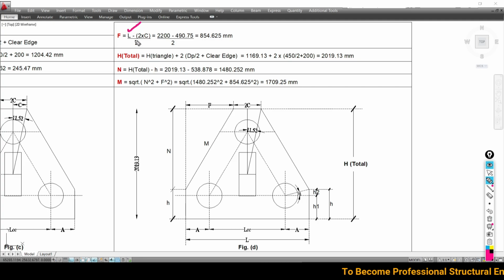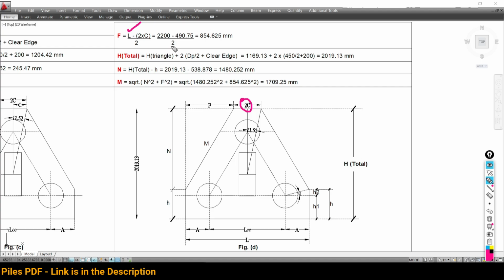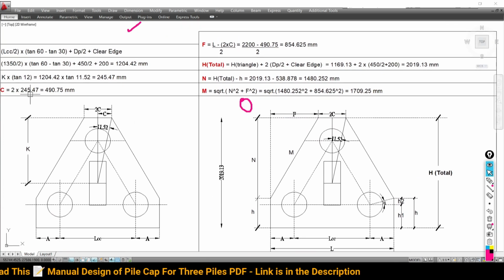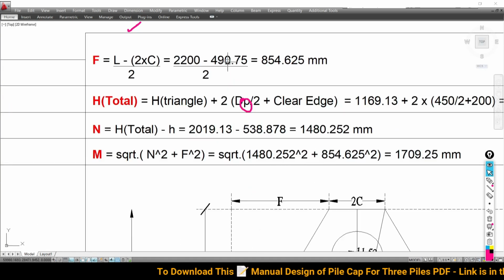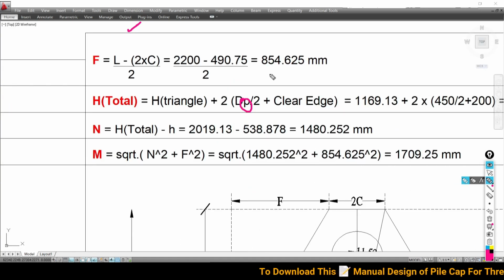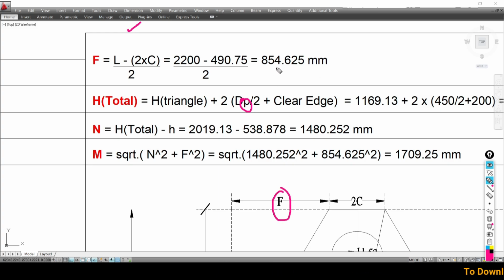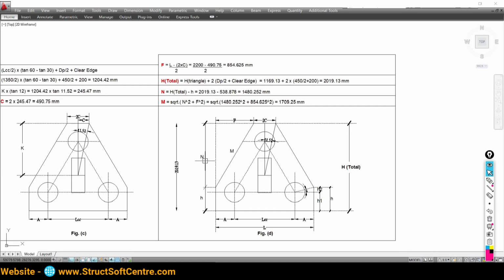So it's very simple. Total length of the pile cap at the base minus 2C, which is this value, divided by 2. So 2200 minus 490.75 divided by 2, because the 2C value we already calculated as 490.75, right? So I am going to put that here. After doing all of this calculation, we are getting the value of F as 854.625 in mm.